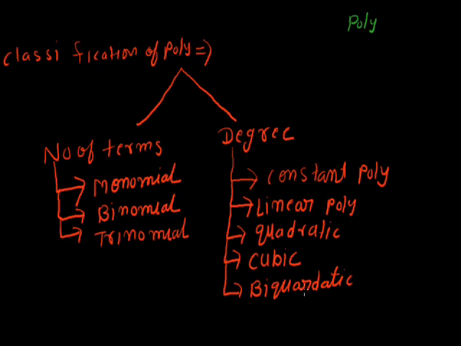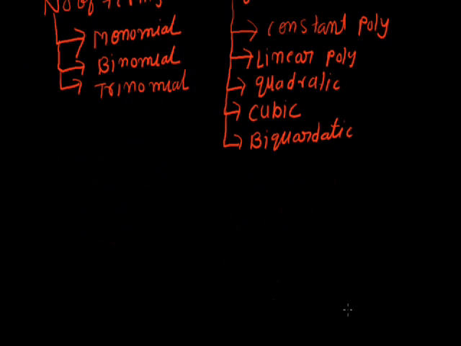So these are the classifications of the polynomials on the basis of number of terms and on the basis of degree. Now we study all these classifications separately. First of all, we come to the classification on the basis of number of terms. On the basis of number of terms, we have classified polynomials into 3 categories. First one is monomial, second one is binomial, and the third one is trinomial.